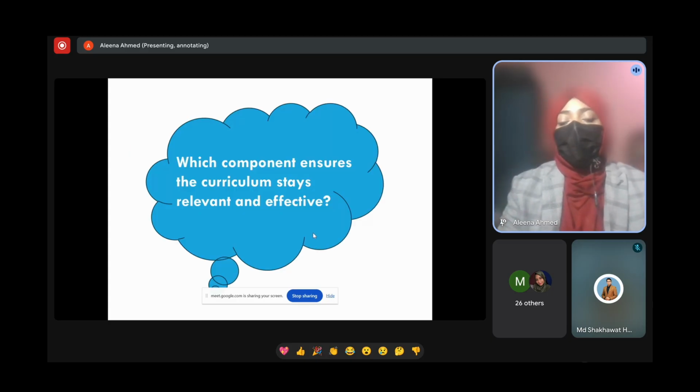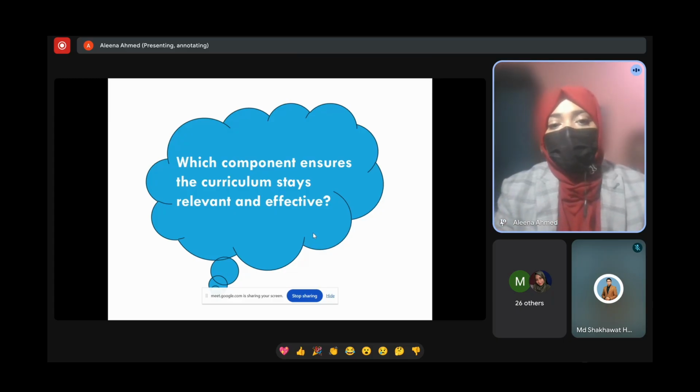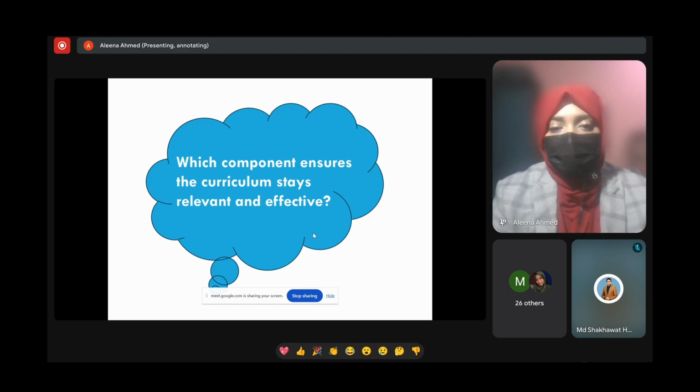And again, we have a quick quiz from the previous slide that we have just done: which component ensures the curriculum stays relevant and effective? This is for you all. Evaluation. All right. Anybody else? Evaluation.